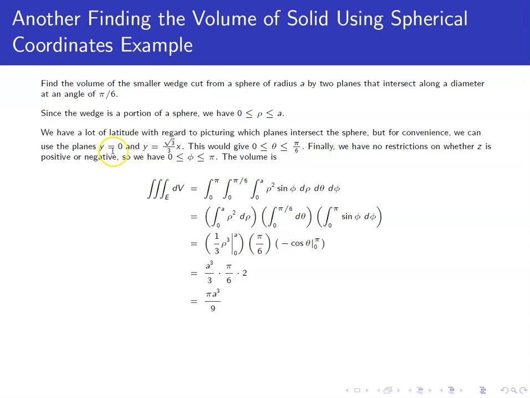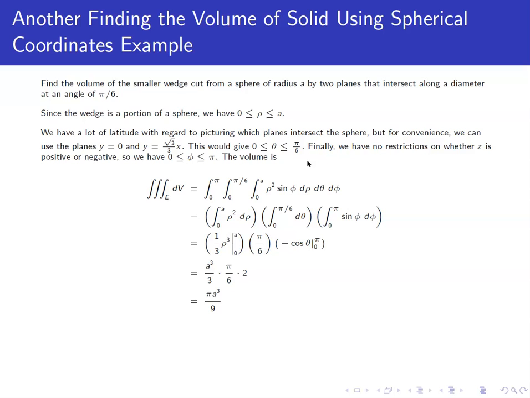So if I think about those two particular planes, this gives you your theta. It has to be between 0 and pi/6, going from the positive x-axis up to that other plane. Now again, we're saying that we're in the wedge of that sphere cut by those planes. Notice that doesn't restrict our z at all. It doesn't tell us that we're cut off by the xy plane or anything.